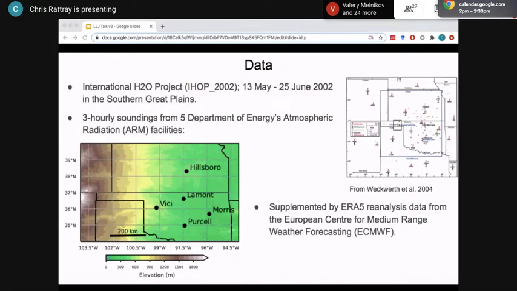The primary source of data comes from 3-hourly radiosonde data taken from the IHOP 2002 field campaign. It took place from May 13th to June 25th, 2002. The configuration of these sites allows for the calculation of gradients over Lamont using a finite differencing technique. This is supplemented using ERA5 reanalysis data from the European Centre for Medium-Range Weather Forecasts.